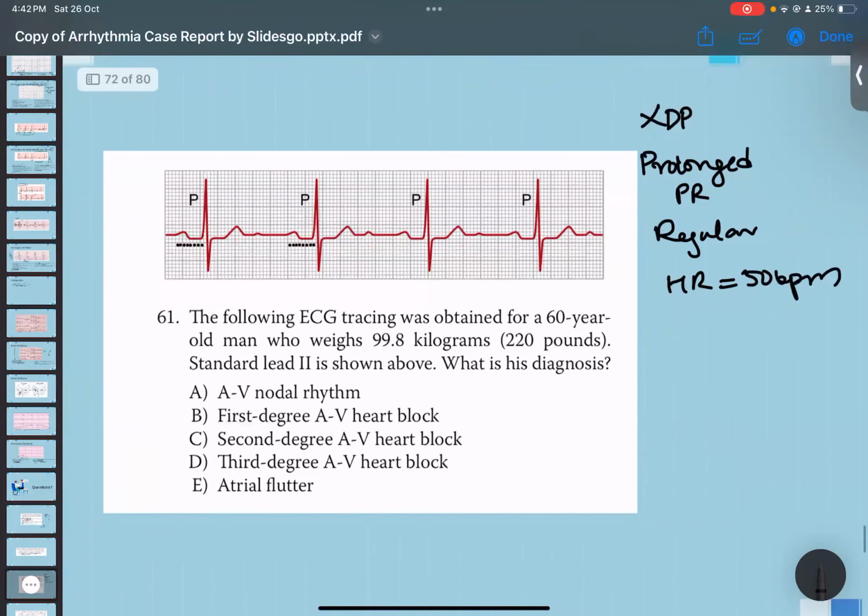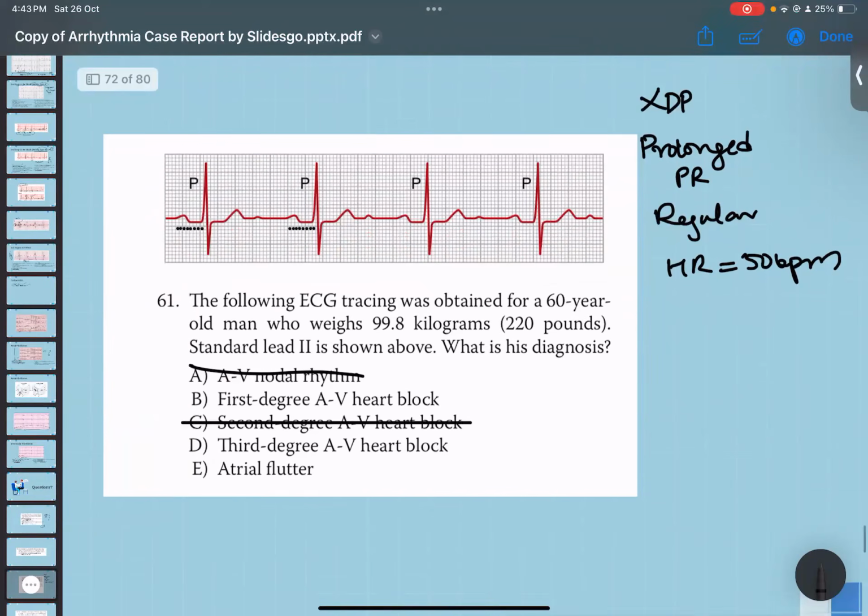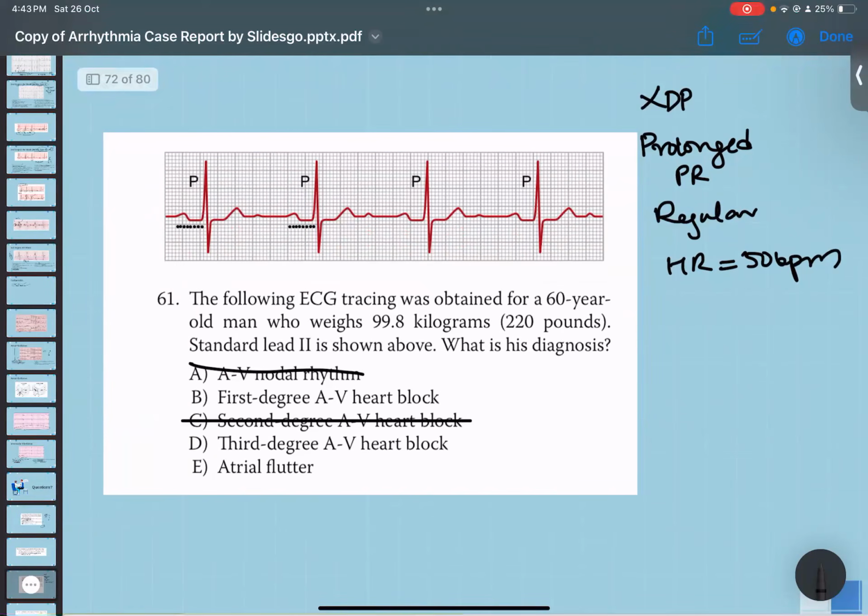Right, so it's not an AV nodal rhythm. Clearly, because if it was an AV nodal rhythm, you wouldn't have a prolonged PR. That's out of the equation. It could be a first degree AV block. Can it be a second degree AV block? No, a second degree AV block would have a drop beat. A third degree AV block is also not the case because there should be dissociation between the P waves and the QRS complexes. Here you can see that the QRS complex follows the P wave directly.